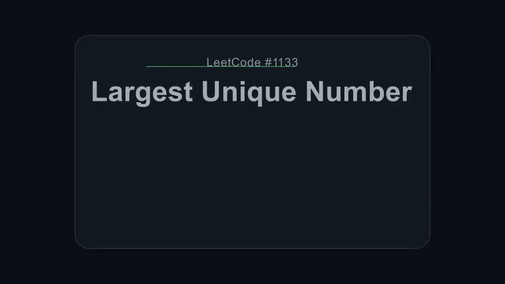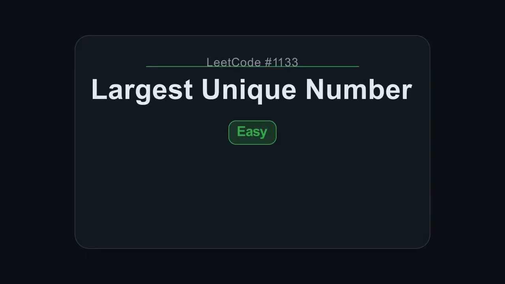You have an array of numbers, but most are just noise, repeated again and again. Your mission is to find the single largest value that stands completely alone. If every number has a twin, you return nothing. Can you spot the biggest loner in the crowd without checking every single pair?